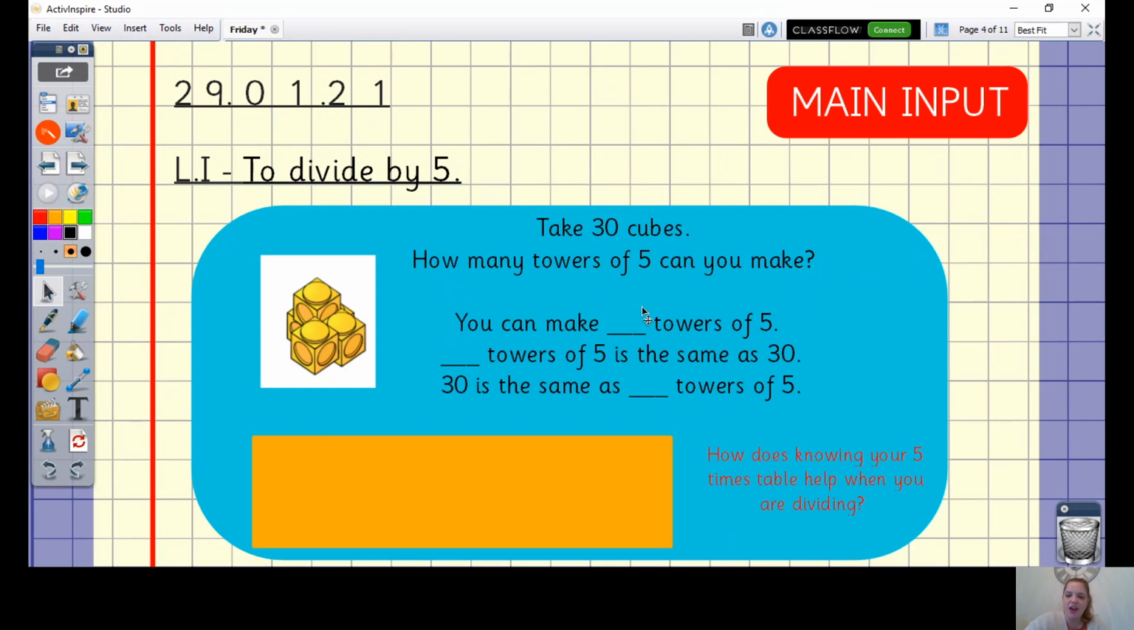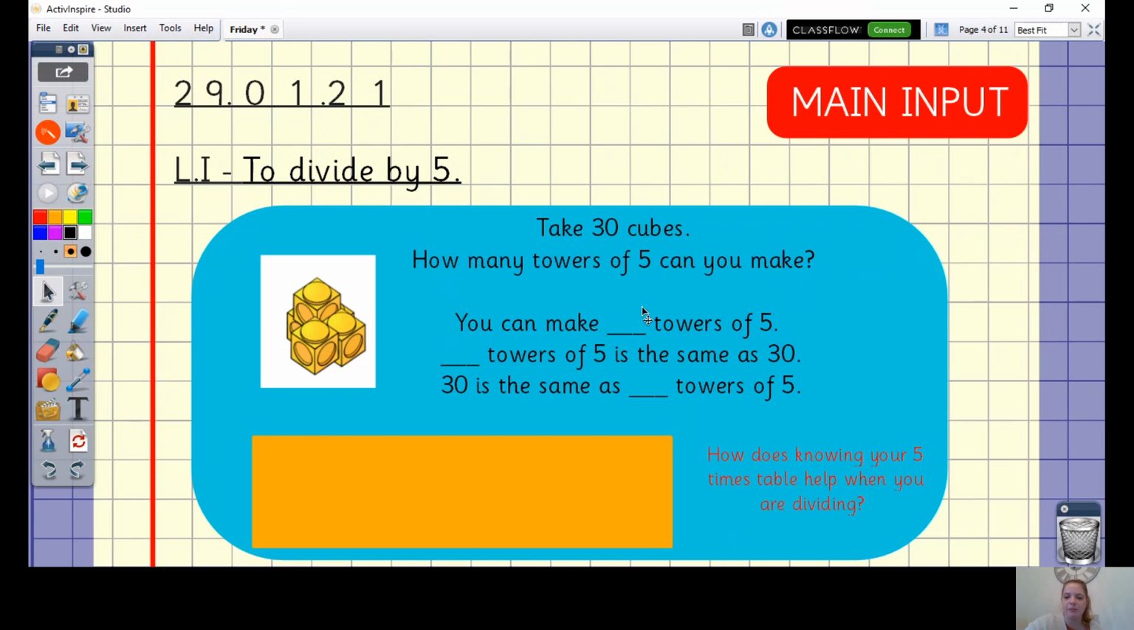I'd like you to collect 30 cubes. Now at home, if you don't have 30 cubes, that's okay. You can just collect 30 of an object, marbles, toys, whatever you like. I'd like you to see how many groups of 5 you can make. So if you're using cubes, then how many towers of 5 can you make? Okay, I just want to see how many groups of 5 you can make.